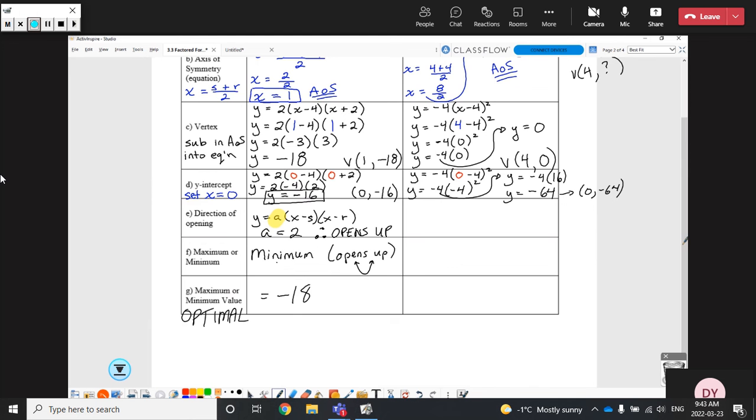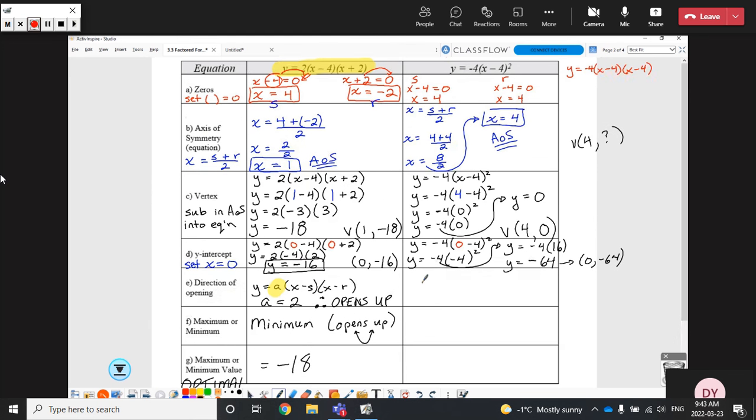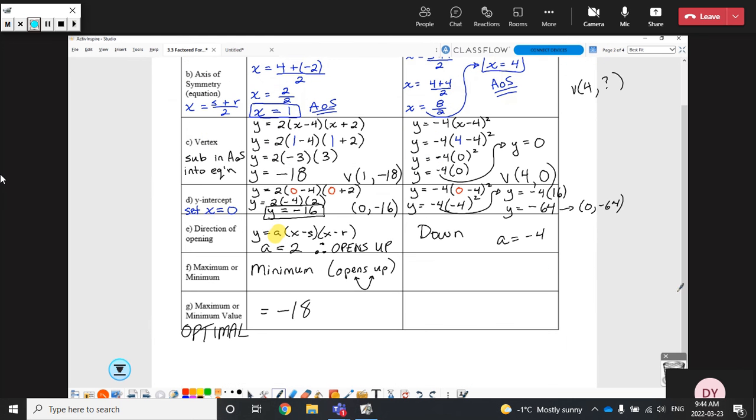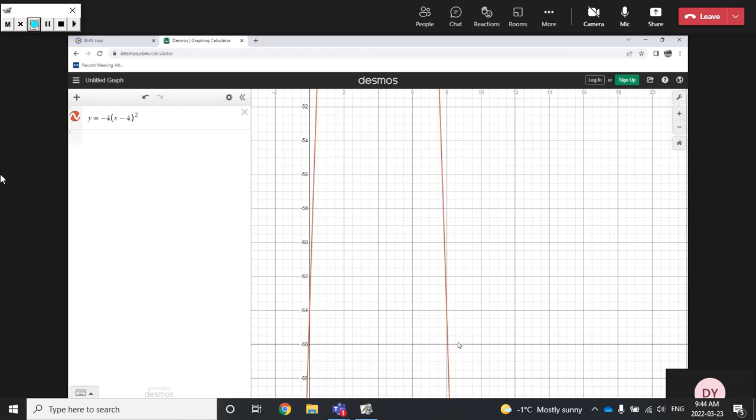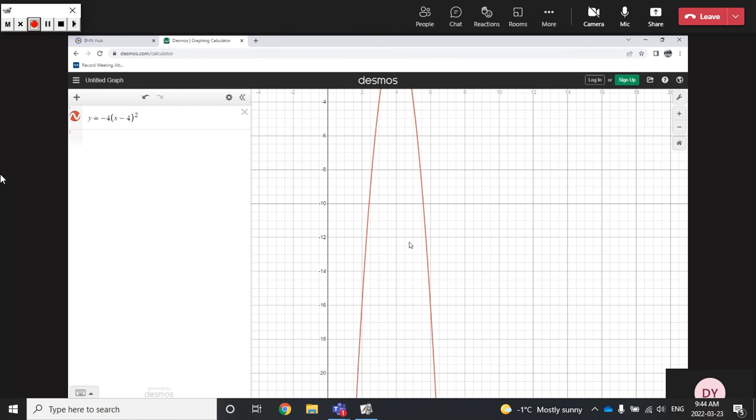Okay, folks, direction of opening, up or down? Down, because we have a negative 4. And when this thing opens down, it creates a maximum. And the maximum value is the y portion of our vertex, which is 0. Right? The highest point of this thing is 0. Does that make sense to us? Does that look like it'll, yeah, okay, good.